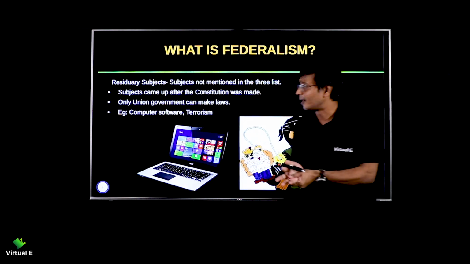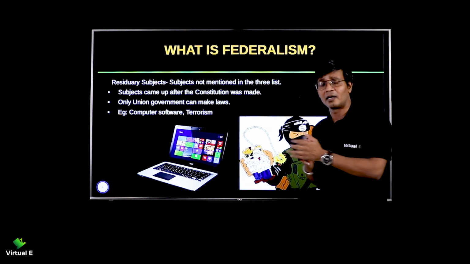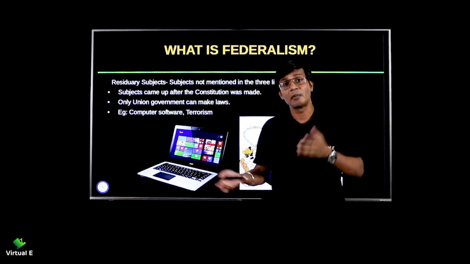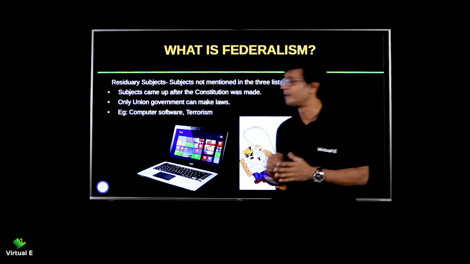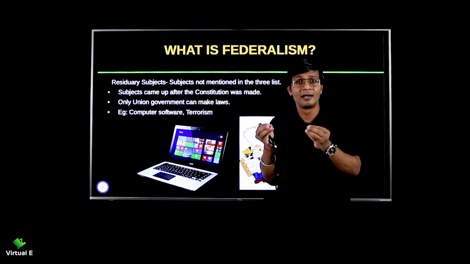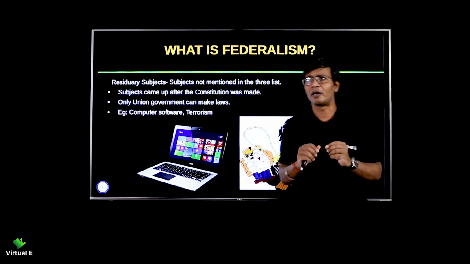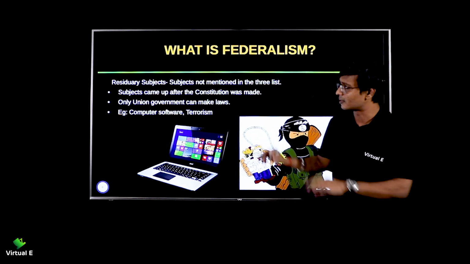We have to move a little ahead and find out what happened once these three lists were prepared. But then what about those subjects which came afterwards? They were put into the residuary list. As the word says, residue, bacha kucha. Examples are terrorism and telecommunication; everything comes under this list.